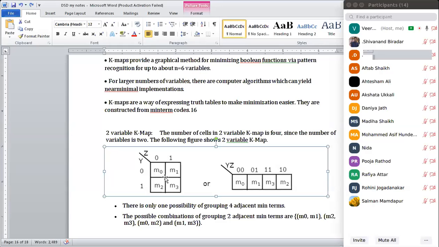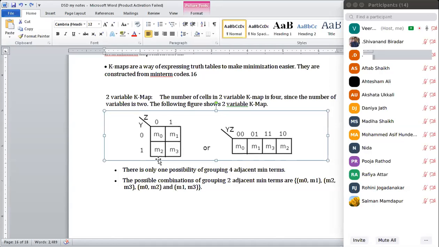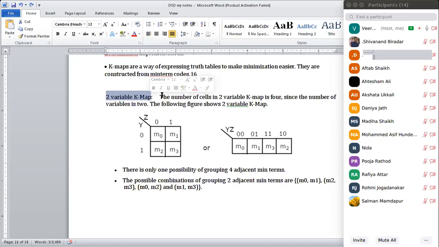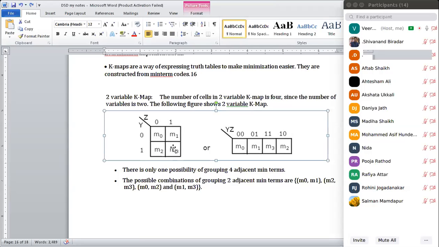By using pattern recognition. Here you can see the diagram. Now, for any variable, first of all, we have to write the variable values. This is the example for a 2 variable K-map. The number of cells in a 2 variable K-map is 4, right? See, total how many cells do I have? 4 cells I have.